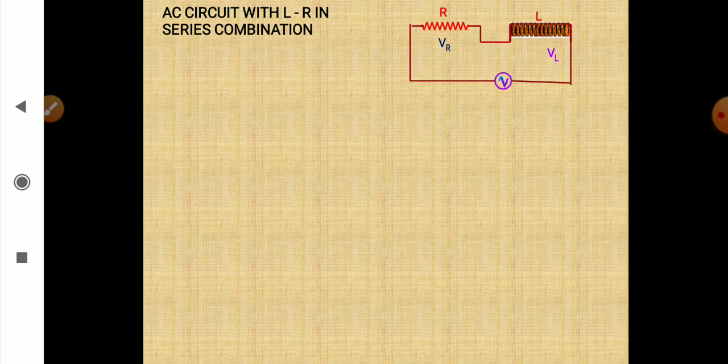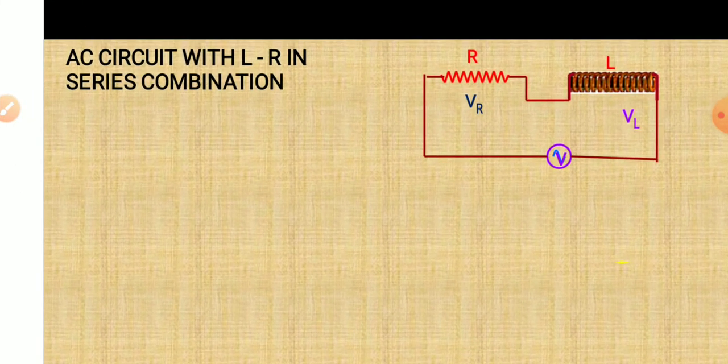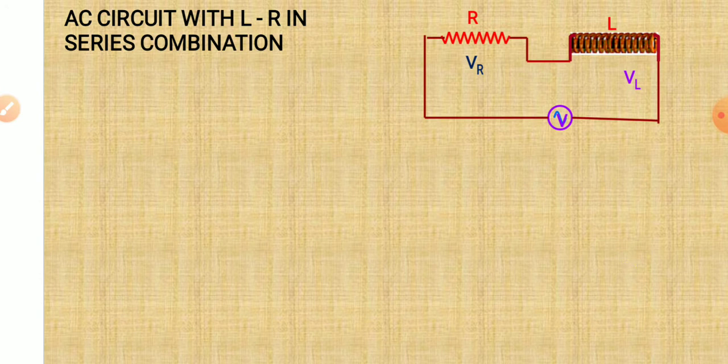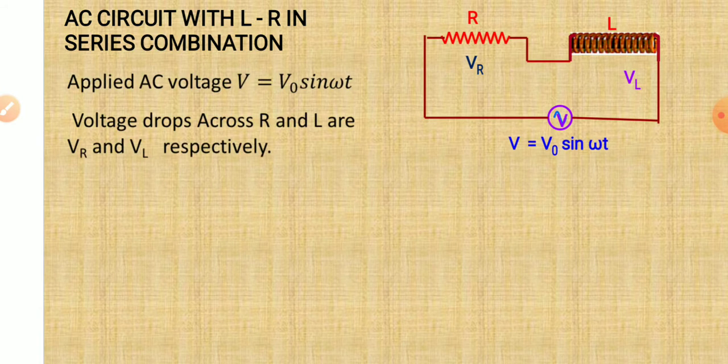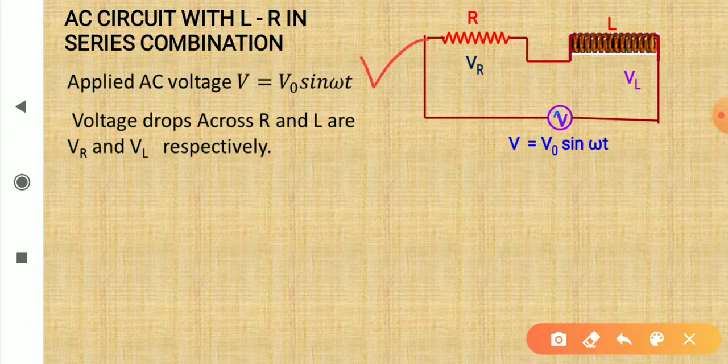So now let us take the combinations of these different components. AC circuit with only L and R in series combination. We are considering the series combination. So the applied voltage is V naught sine omega t, and if the voltage across R is VR and across L is VL, then see what we get.